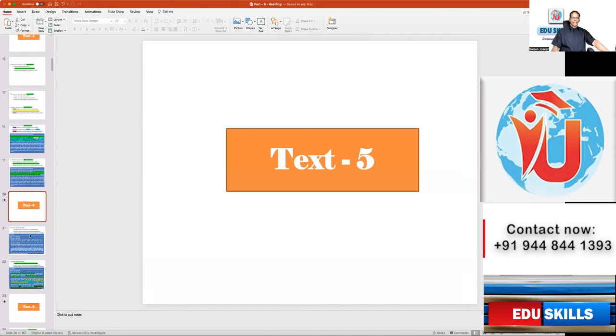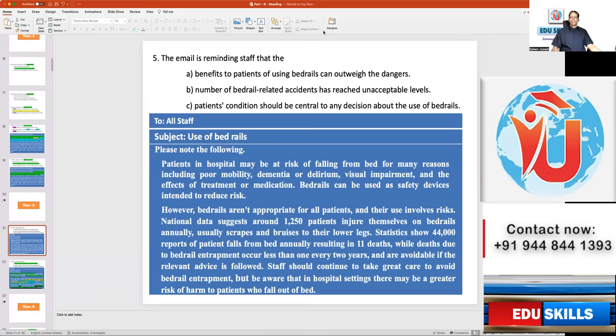Okay? Text 5. The email is reminding staff that option A, benefits to patients of using bed rails can outweigh the dangers. Option B, number of bed rail related accident has reached unacceptable levels. Option C, patient's condition should be central to any decision about use of bed rails.